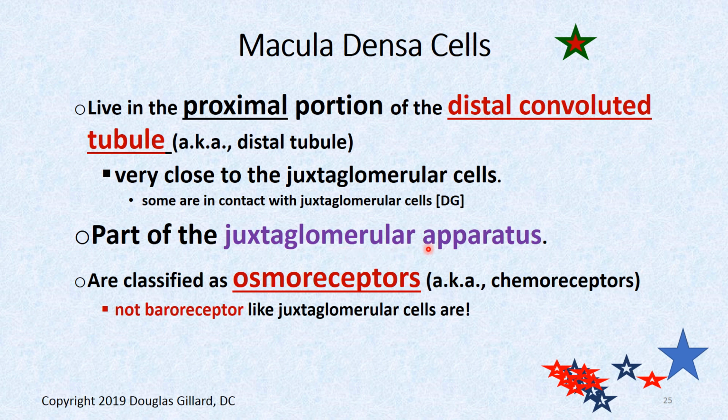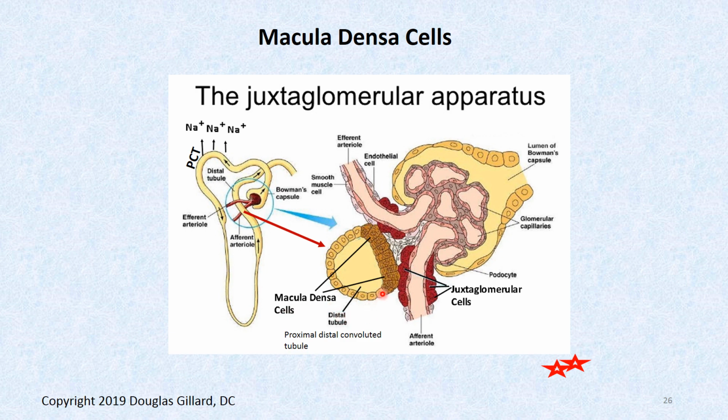Remember, the juxtaglomerular apparatus is not an AKA for the juxtaglomerular cells. This is like the major category here. The two categories underneath are macula densa cells and juxtaglomerular cells. These guys do not sense pressure. These guys are chemoreceptors. They sense chemicals, or AKA for chemoreceptors is osmoreceptors. So they're not pressure sensors. They're not baroreceptors like the juxtaglomerular cells are. We'll look at them again.